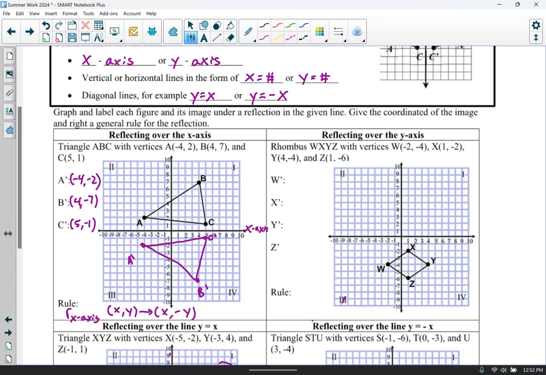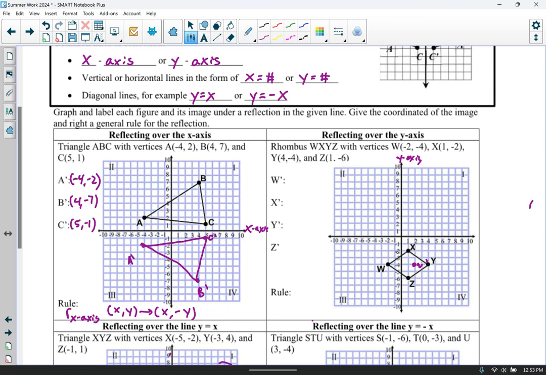Okay, so let's try one now, reflecting the rhombus WXYZ over the y-axis. So now our y-axis right up here is going to be our line of reflection. Again, I'm just going to count spaces. This one's a little more difficult because our rhombus is already straddling the y-axis. Okay. So if I see W is 2 spaces to the left of the y-axis, so W prime will be 2 spaces to the right.